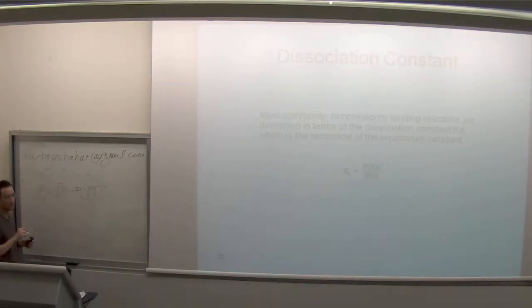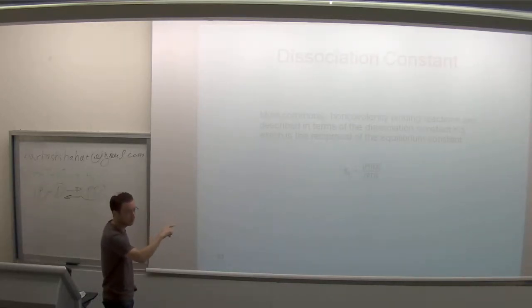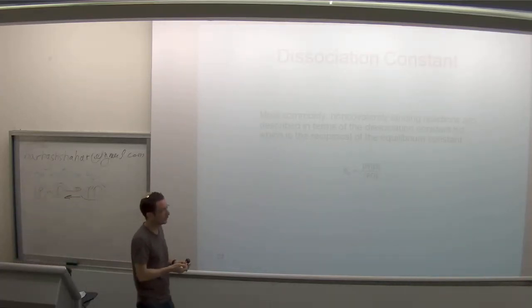Okay, so if KD is large, that means what? That means that you have a lot of reactants. I mean, the reaction tends to be more towards this side, right? Denominator, numerator. The numerator is the product. I should have written it the opposite way. But the top is the reactant. No, the top is the product.